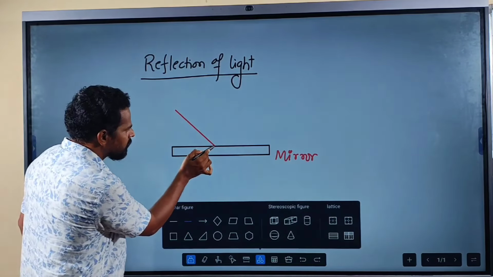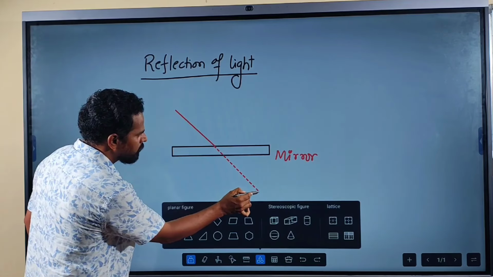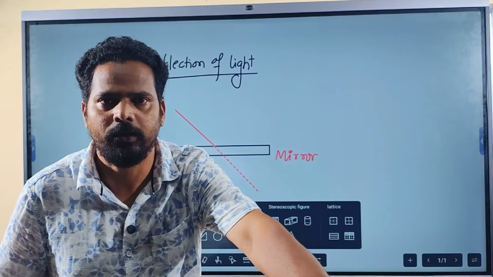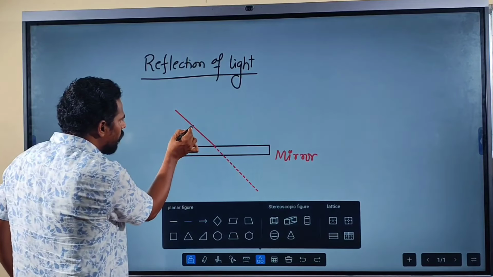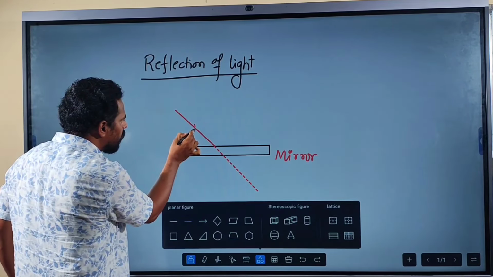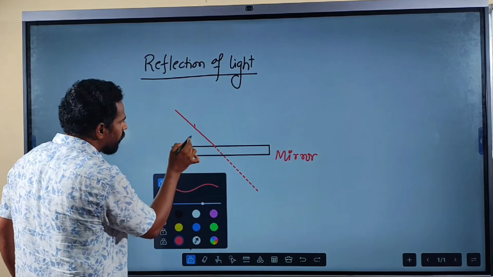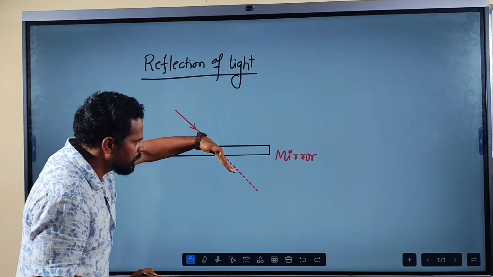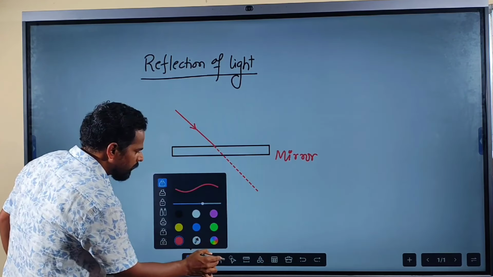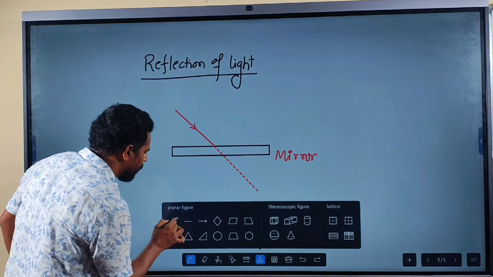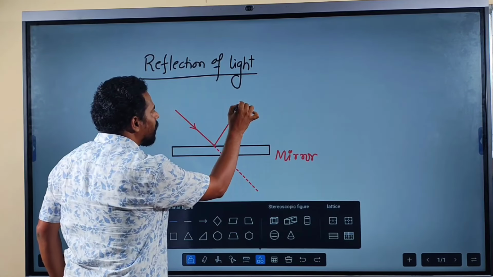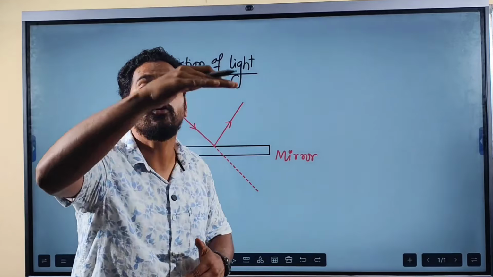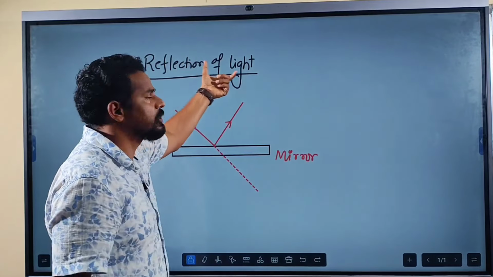Actually, it should have gone straight, correct? Because of rectilinear propagation, light always travels along a straight path, correct? But when a ray of light falls on the surface of the mirror, instead of going straight, the ray bounces back. The ray bounces back. Hope you understood? This bouncing of the ray is called reflection of light.